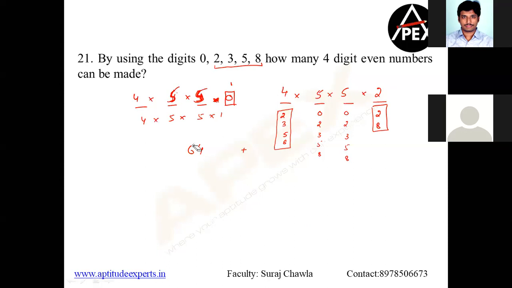So in short, you'll have 4 into 5 into 5 into 3 guys. Nothing else. So 0 can be repeated here also, right? So this is 4 into 5 into 5, that is 100. Plus here what will you have? 4 into 5 into 5 into 2. Clear? So that gives you how much?